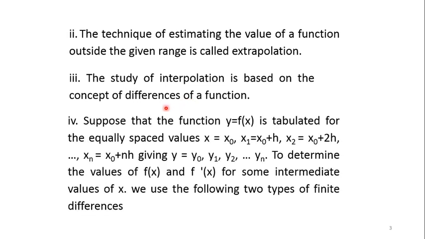Suppose that the function y equal to f(x) is tabulated for the equally spaced values x equal to x0, x1 equal to x0 plus h, x2 equal to x0 plus 2h, up to xn equal to x0 plus nh, giving y equal to y0, y1, y2, y3, up to yn. To determine the values of f(x) and f'(x) for some intermediate values of x, we use the following two types of finite differences: forward difference and backward difference.